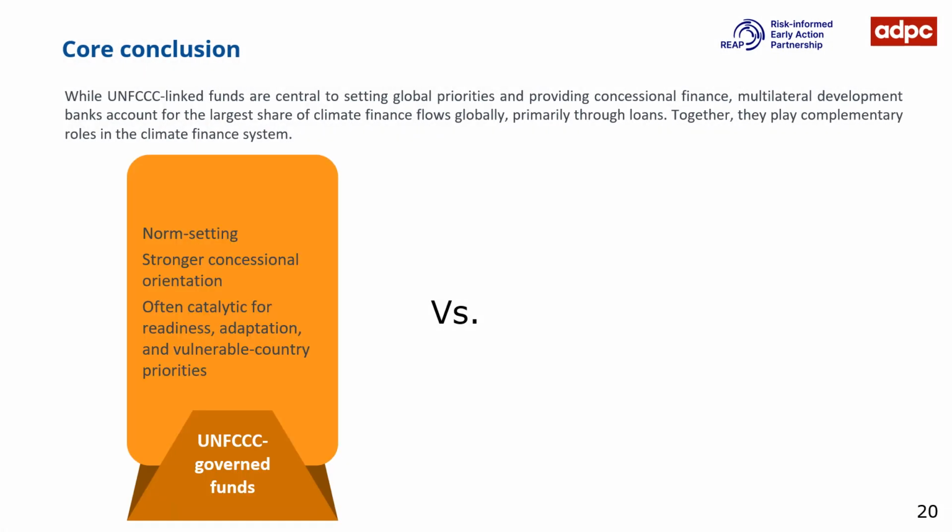This slide brings together an important comparison. UNFCCC-governed funds are central for norm setting, concessional finance, readiness, adaptation, and support to vulnerable country priorities. MDBs provide larger volumes of finance and can combine policy reform, infrastructure investment, analytics, guarantees, and co-financing at scale.